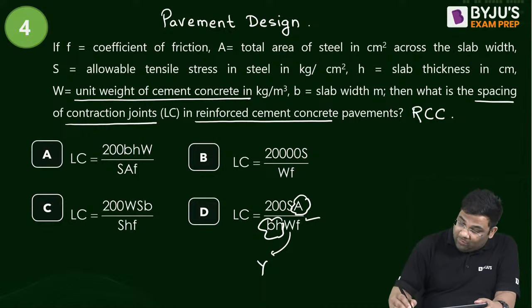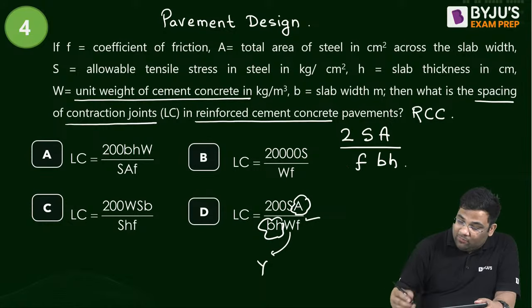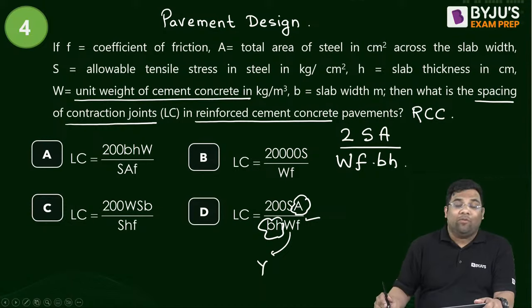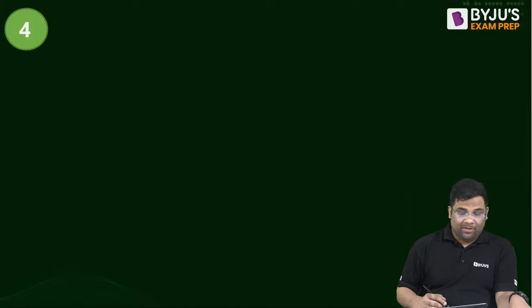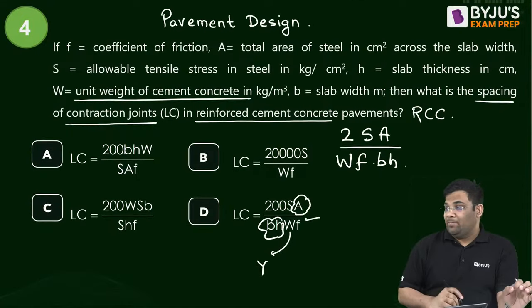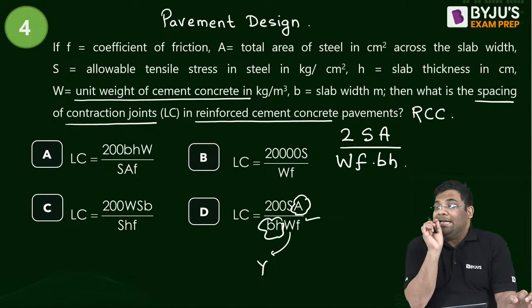So the original formula is 2SA by gamma F into BH. Here, in place of gamma, they have written W. So this is the formula. Understood? You see? Understood everybody? Now, why is this 200 coming?